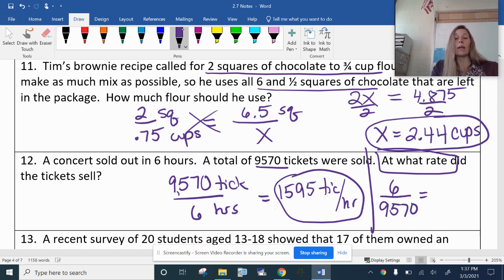Now, if you did it cross multiplying and you set it up this way, you would still be able to get the answer. It just said at what rate though, and you might have been like, oh, I don't know, what rate? So whenever it says that, you know that the hours would be 1, and you cross multiply, and you'd end up just dividing anyway. So you could still get the answer that way, but it's just easier to do as a unit rate because you just have to do division.